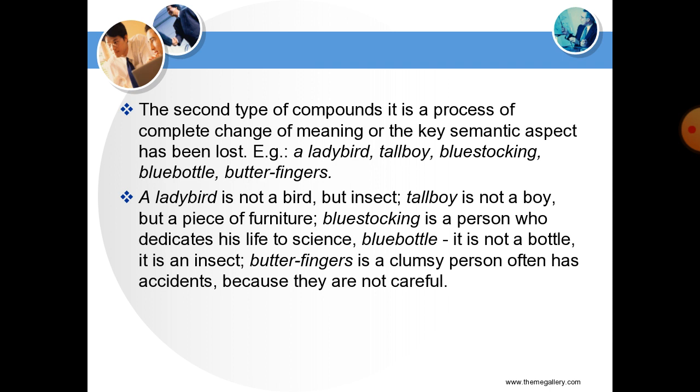Blue stocking is a person who dedicates his life to science. Blue bottle is not a bottle, it is an insect. Butterfingers is a clumsy person, who often has accidents because they are not careful. So we have regarded three groups of compounds based on different semantic meanings.